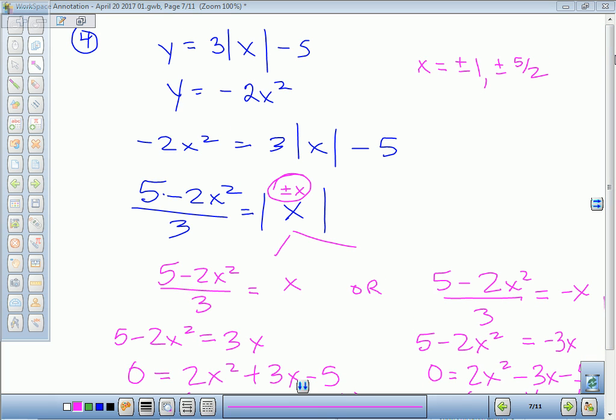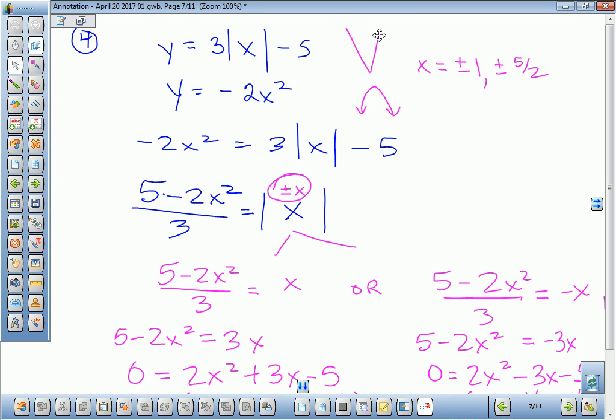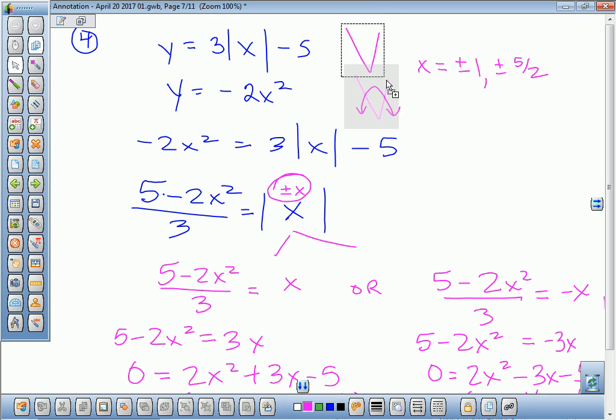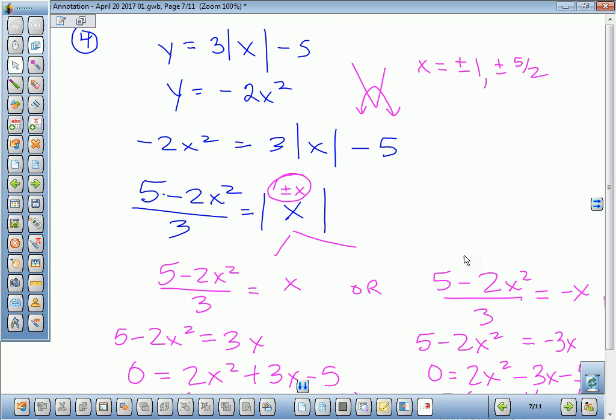But we know that's not possible because an absolute value looks like this and a quadratic looks like this. And is it possible for those two functions to intersect 4 times? No. We could get 1, we could get 2, and that's it. It's either 0, 1, or 2. So we know all 4 don't work.